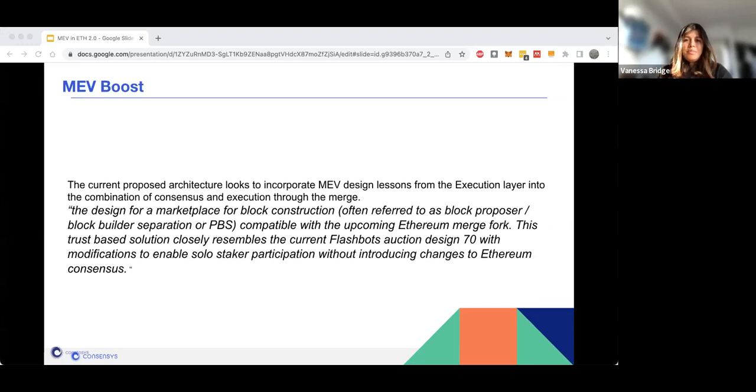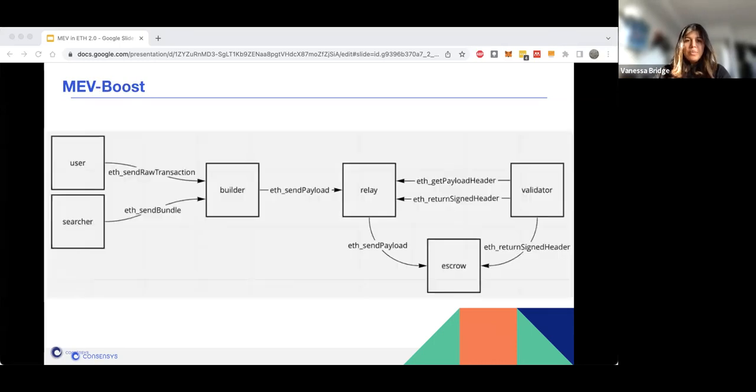And then there's MEV Boost, which is kind of similar. This is a proposal from Flashbots, the guys that initially created the app, that auctions off-chain. They also have their own architecture. It's similar to the one that you just saw, but with some modifications. So if we go to the next slide, you'll see what it looks like.